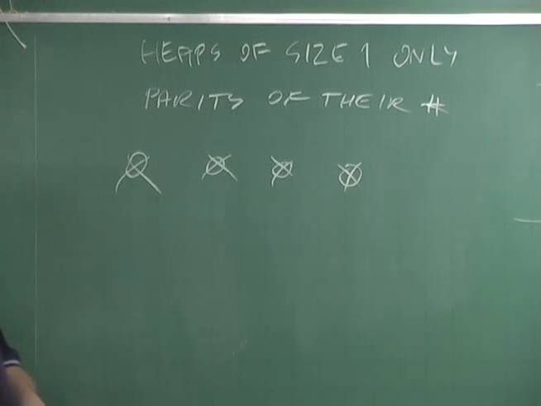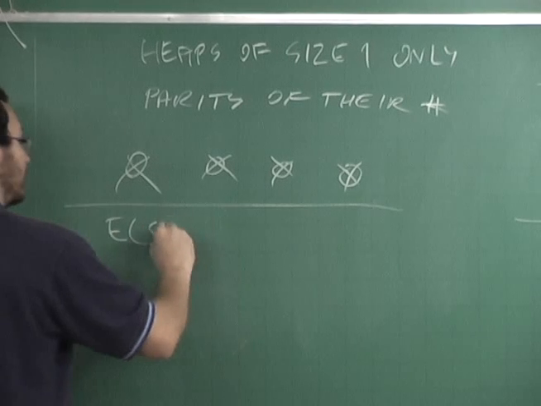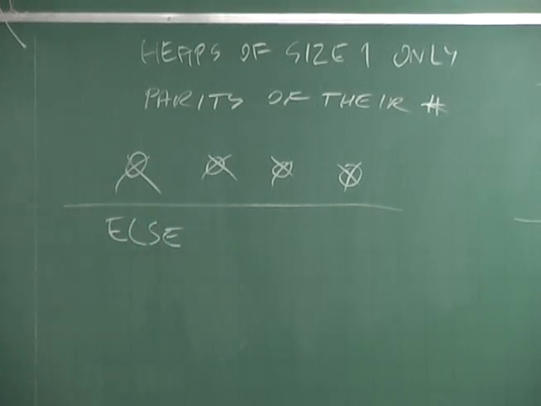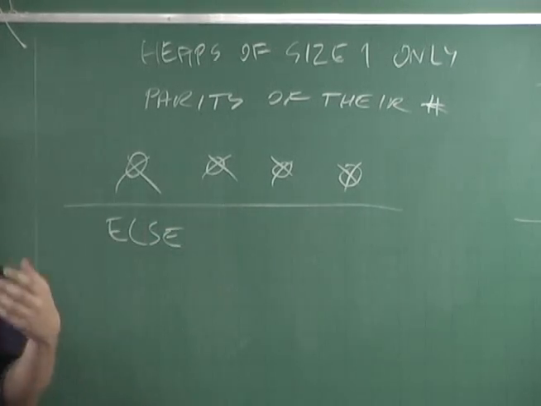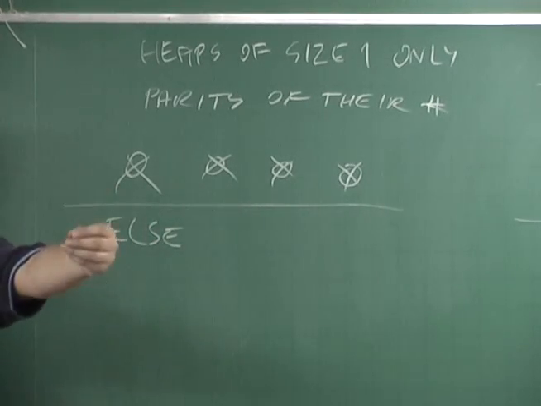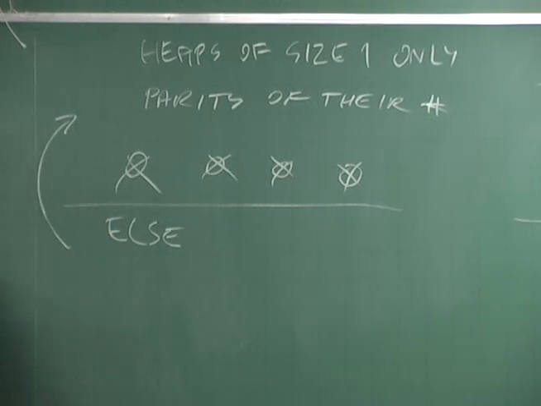And if there are no heaps of size 1, well, else. So imagine we still have at least 1 heap that has more than 1 candy. In this case, what we want to do is we actually want to play the original game of NIM. Because in the original game of NIM, there comes a situation when some player in his moves creates such a situation.